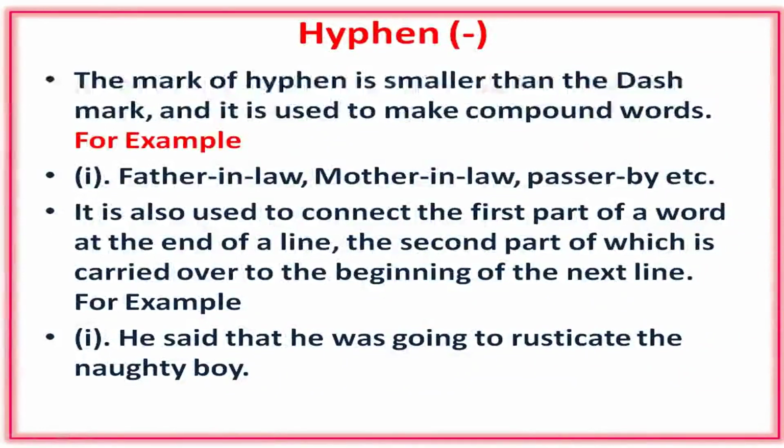Next one is hyphen. Hyphen is a small dash. The mark of hyphen is smaller than the dash mark, and it is used to make compound words. For example, father-in-law, mother-in-law, passer-by, etc. It is also used to connect the first part of a word at the end of a line, the second part of which is carried over to the beginning of the next line. For example, he said that he was going to rusticate the naughty boy.